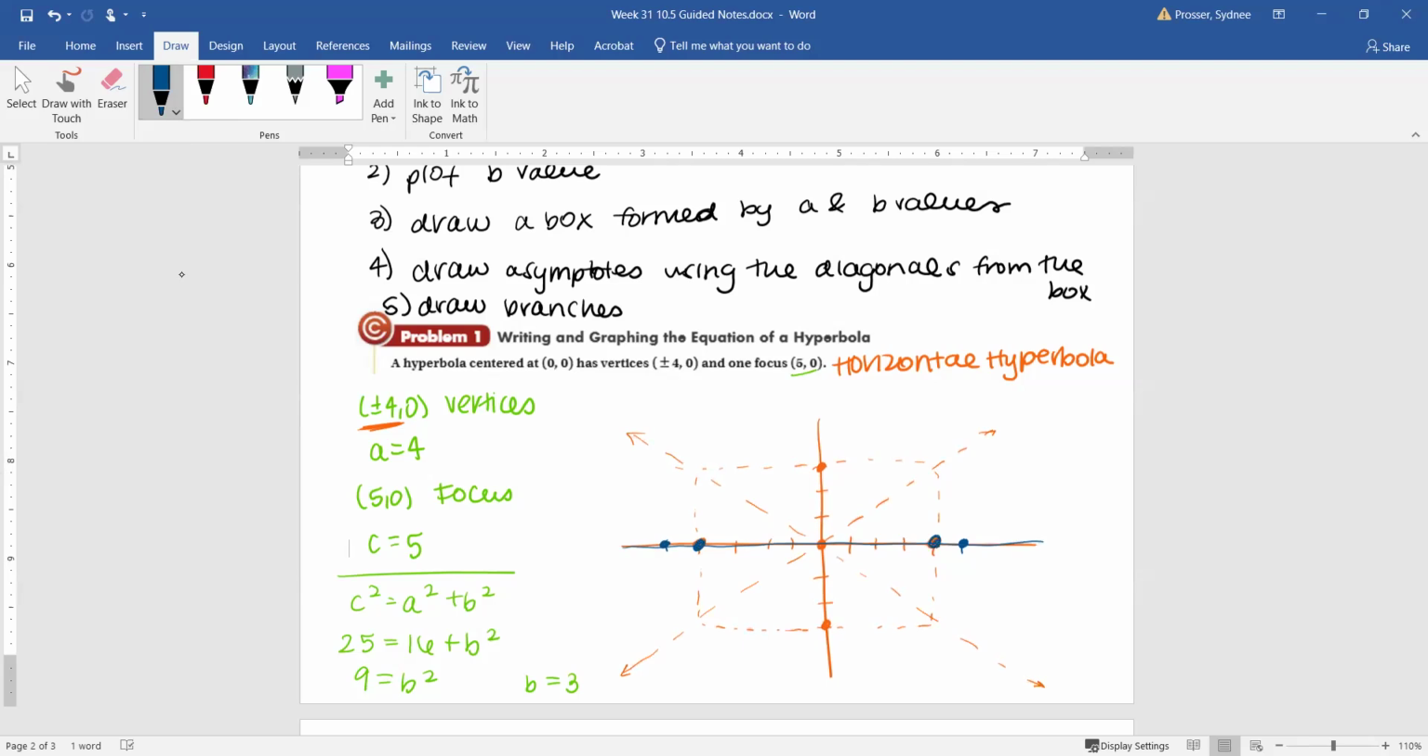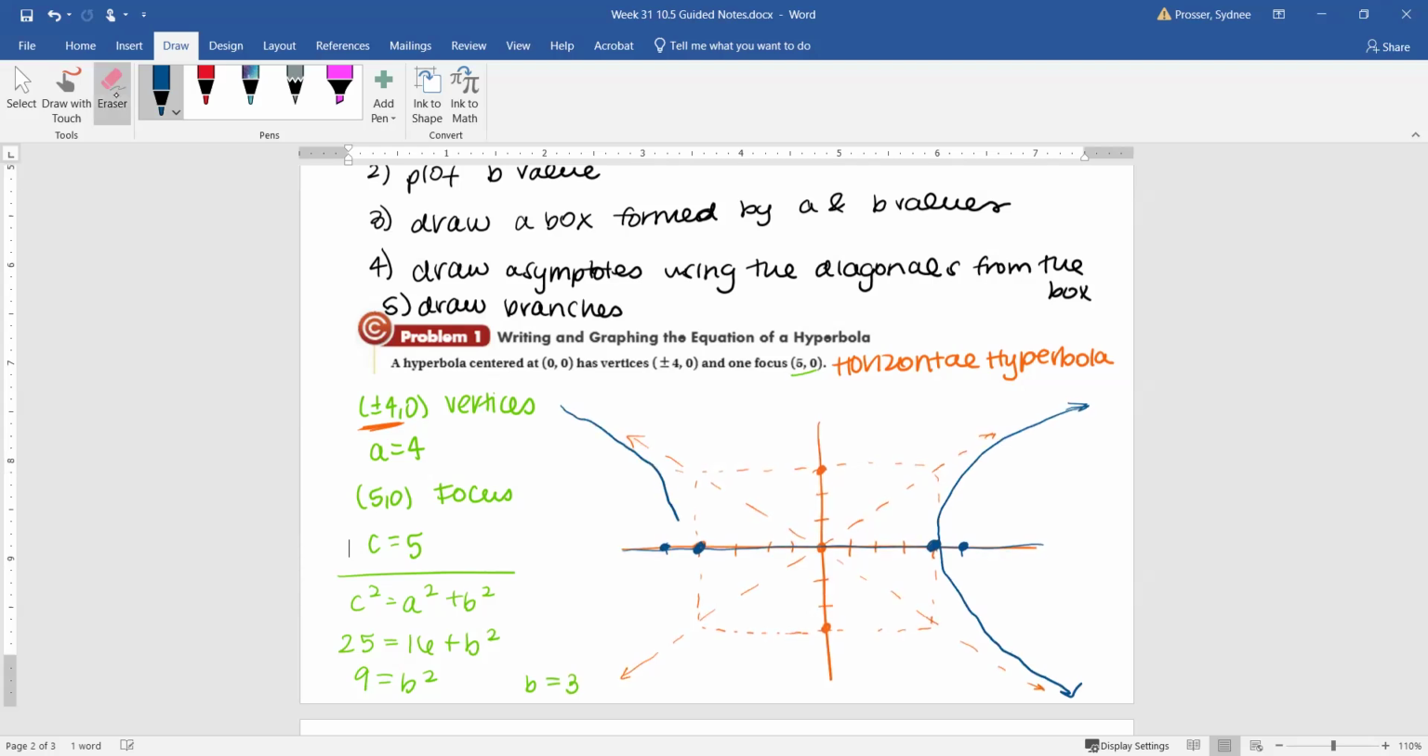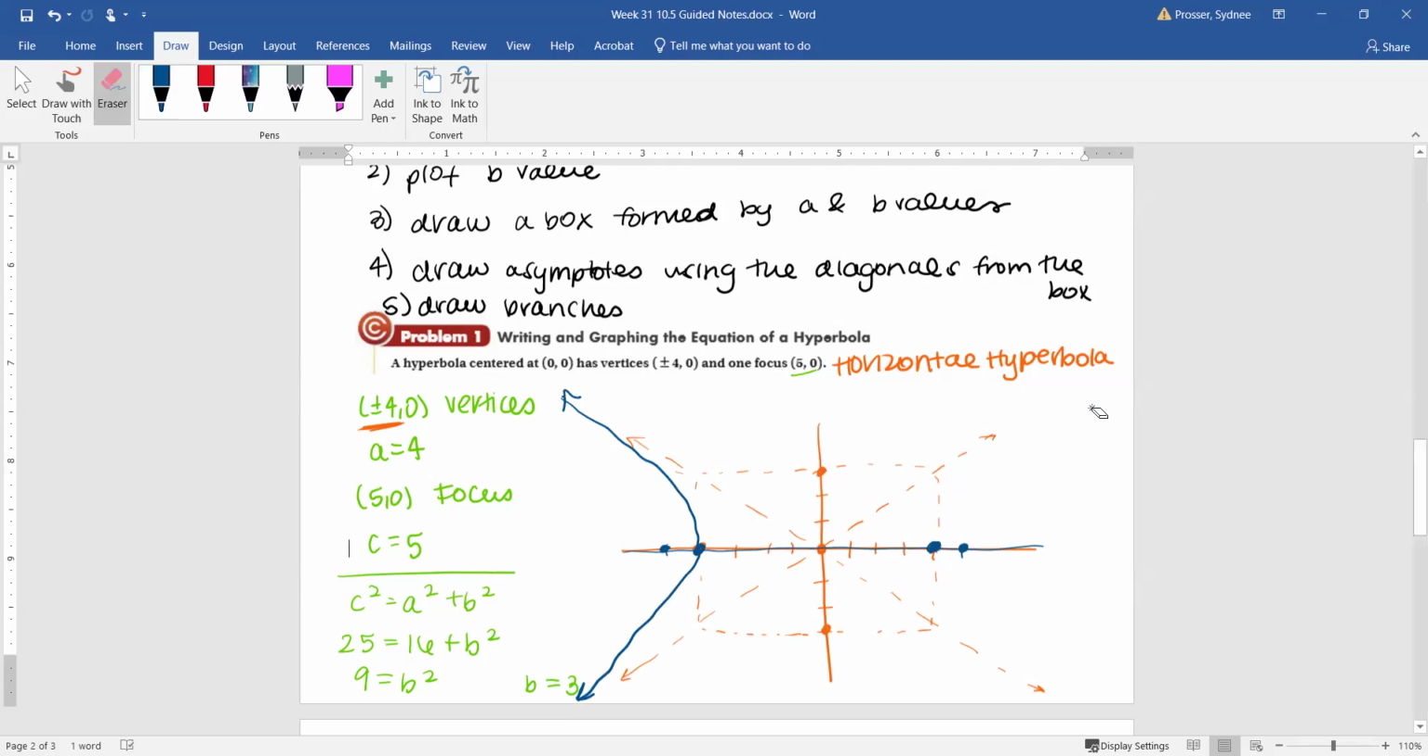And when we draw our branches, are you ready? They go along the asymptote, through the vertex. I'll do the other branch. Along the asymptote, through the vertex. Okay, and there we have it. This one's not great. I'll do this one again. Along the asymptote, through the vertex.